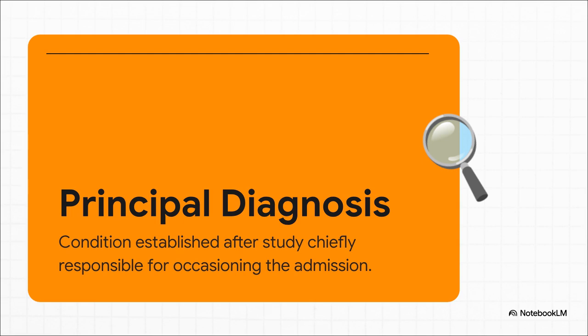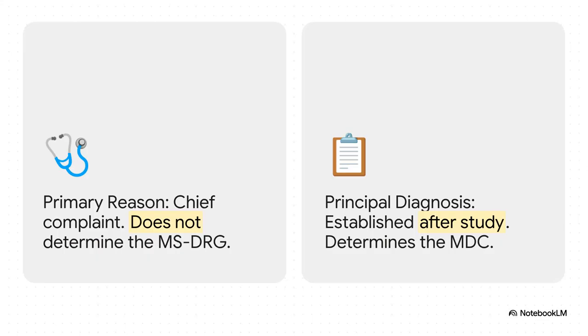It means we aren't just looking at whatever the patient was complaining about when they walked through the front door. We're looking at what the physicians discovered, tested for, and treated by the time the patient was discharged. It's the ultimate hindsight is 20/20 rule. So you really have to understand the fundamental difference between the primary reason for admission and the principal diagnosis. The primary reason is just the chief complaint on day one.